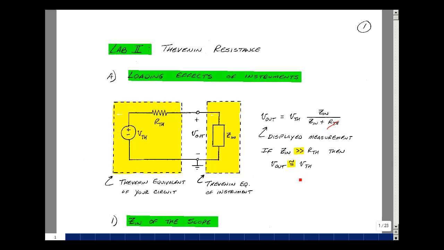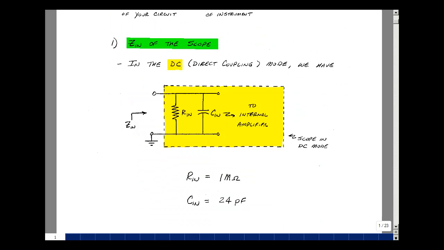So what types of Zin's do we have for our instruments? Let's take a look at the oscilloscope. The input impedance of the oscilloscope depends on what kind of mode you're operating in. And there's 2 modes, a DC mode and an AC mode. In this experiment, we're going to take a look at a DC mode, which stands for direct coupling. In other words, we're just going to connect this directly to our circuit.